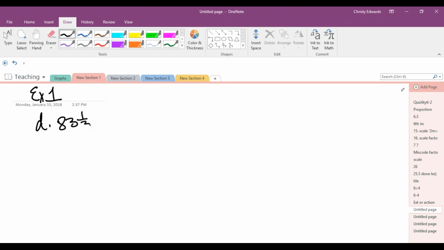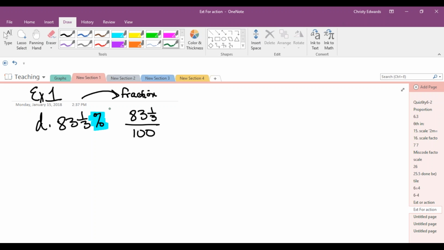83 1/3%. Okay. This is telling you to put this over 100 if you have to turn it from percent to fraction, right? So you're like, okay, 83 1/3 out of 100 is what that percent is.